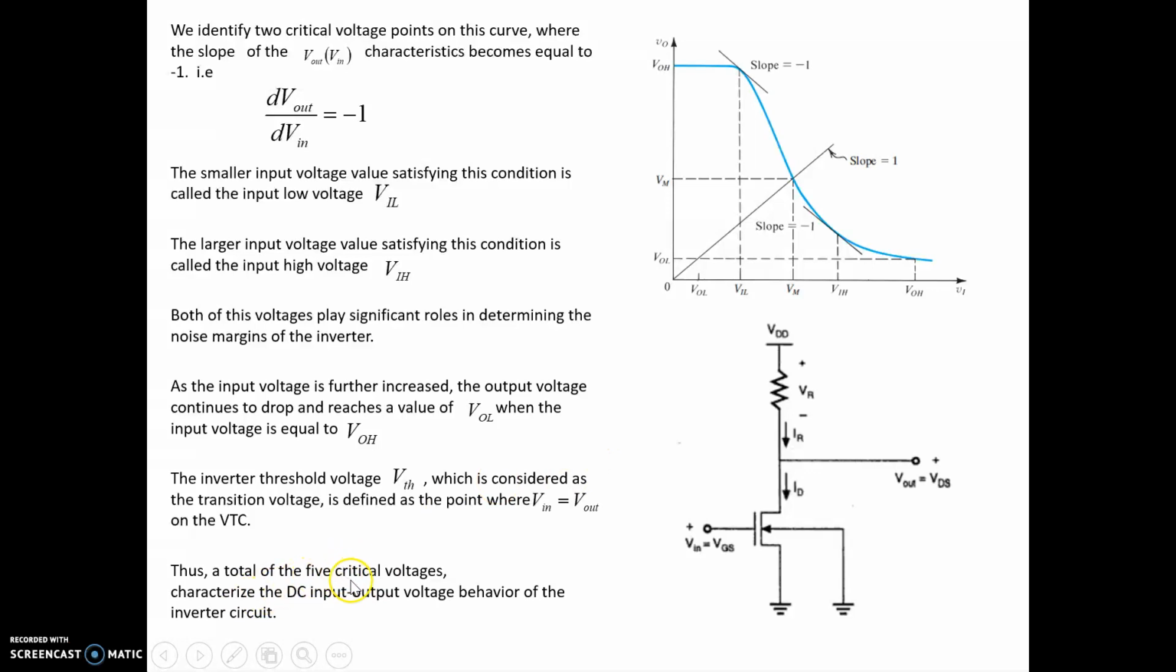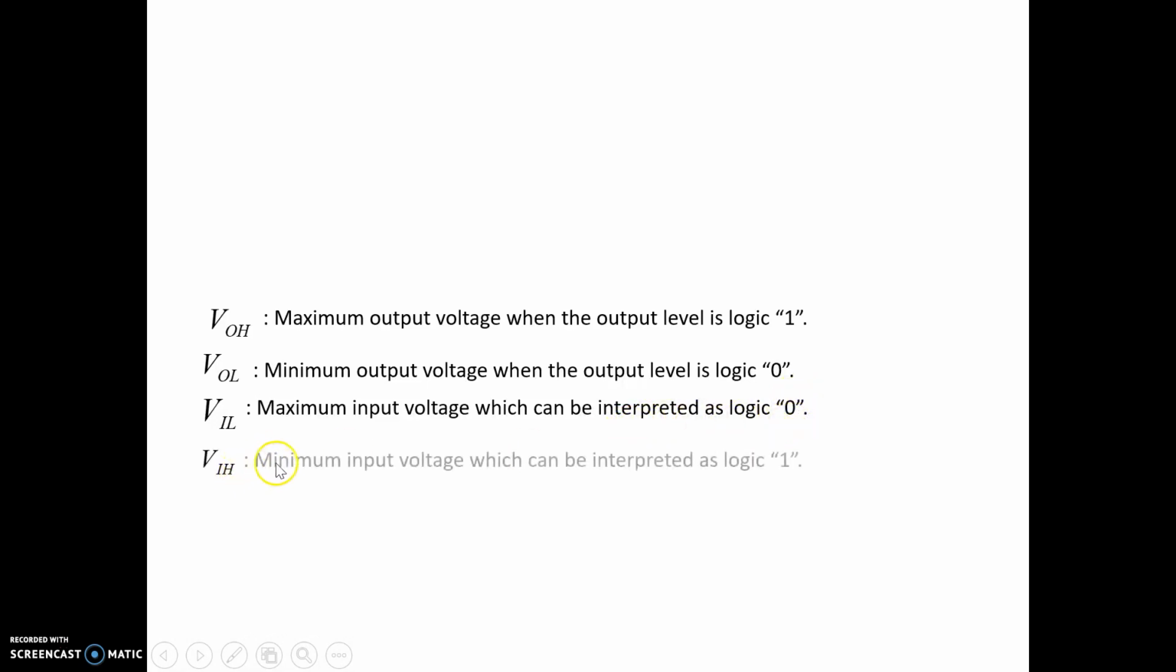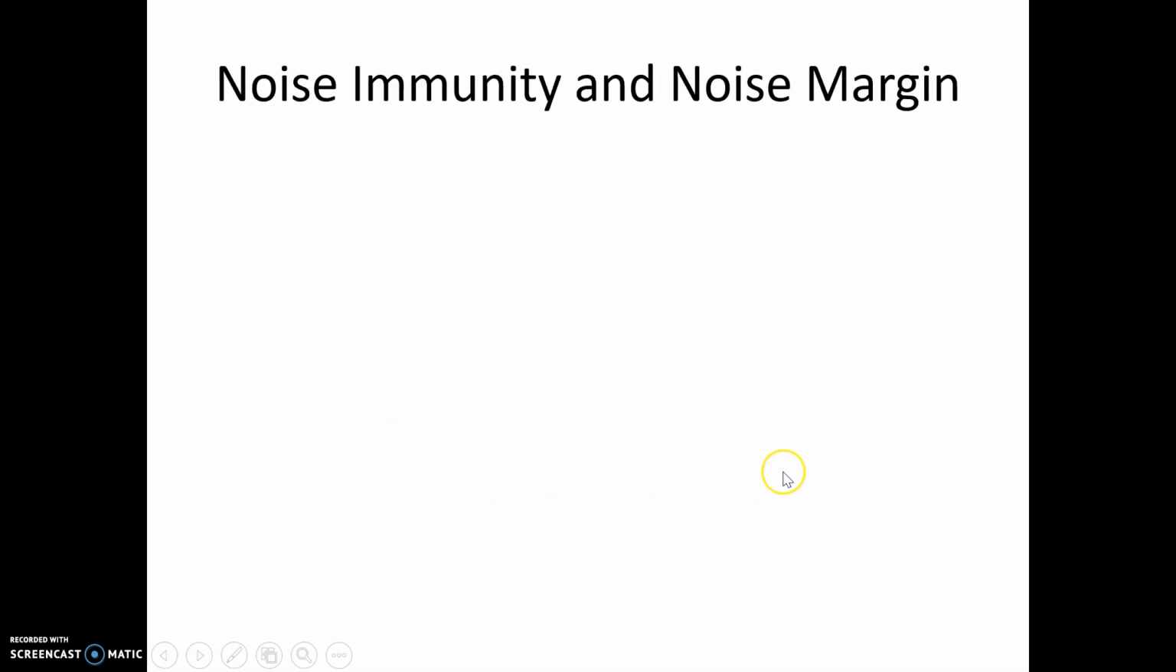Thus there are a total of 5 critical voltages we have to calculate: VOL, VOH, VIL, VIH and VTH. VOH is the maximum output voltage when the output level is logic 1. VOL is the minimum output voltage when the output level is logic 0. VIL is the maximum input voltage which can be interpreted as a logic 0. And VIH is the minimum input voltage which can be interpreted as a logic 1.